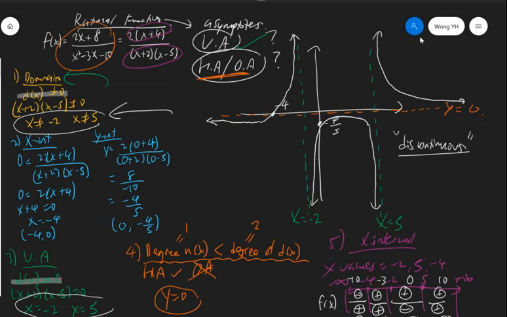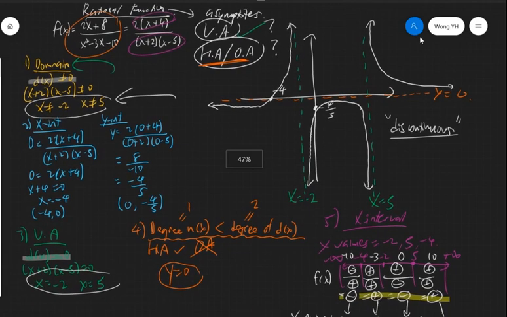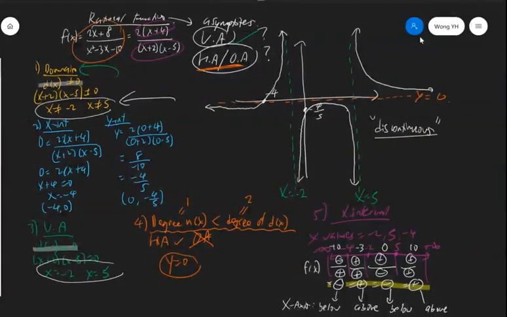All right, I will show you more examples in drawing this rational graph. Basically, these are the steps that you need to know to draw the graph.